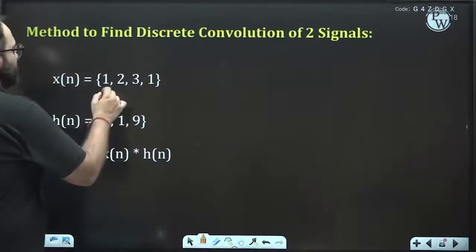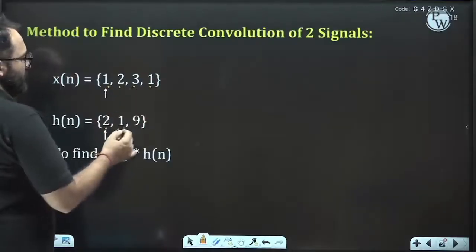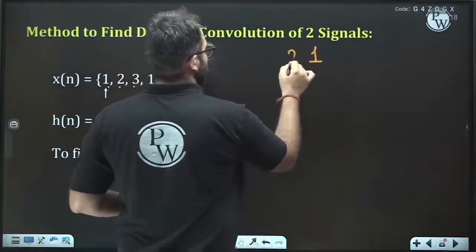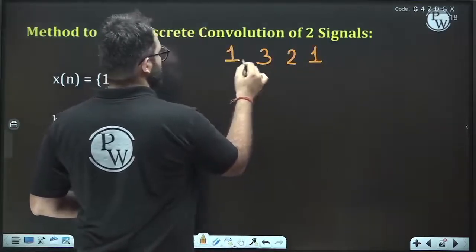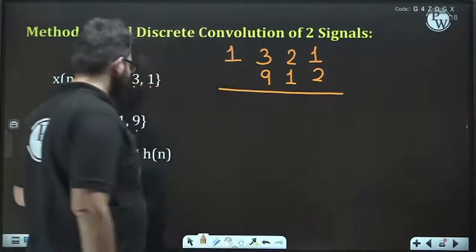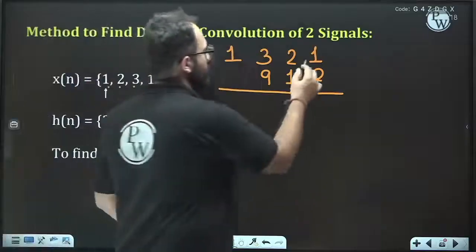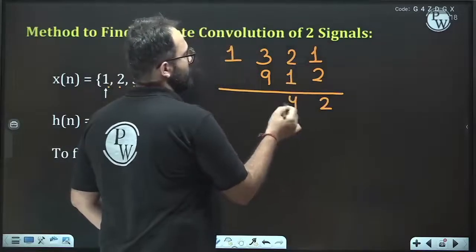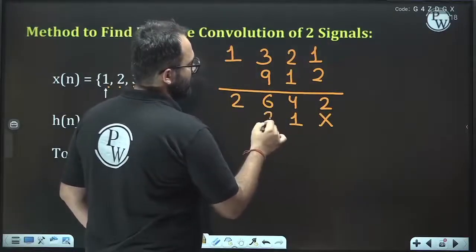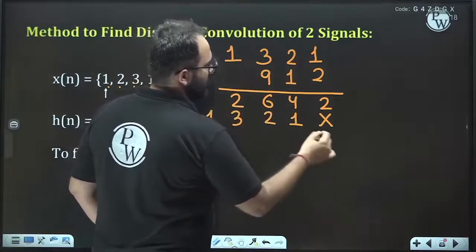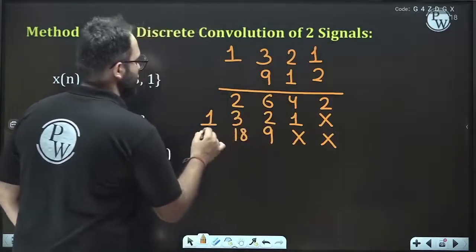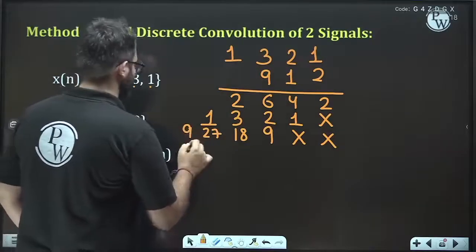One more example: 1, 2, 3, 1 and 2, 1, 9. Again we reverse it: 1321 and 912. Multiply them. So 2, 1, 2; 2, 2, 4; 2, 3, 6; 2, 1, 2. Cross. 1, 1, 1; 1, 2, 2; 3 and 1. You put a double cross. 9, 1, 9; 9, 2, 18; 9, 3, 27; 9, 1, 9. Great.